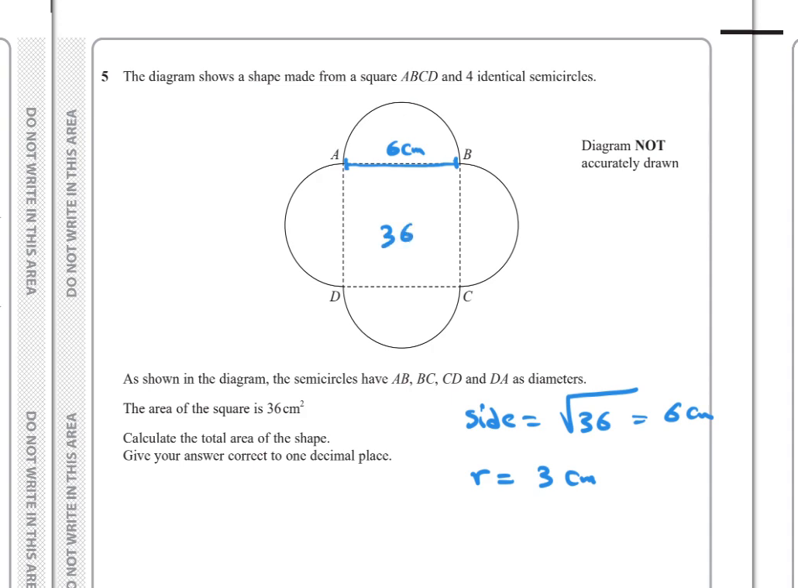So the area of the shape is 36 plus 2 circles. The area of the circle is pi r squared. So 2 times pi times 3 squared equals 92.5 cm squared to 3 significant figures.